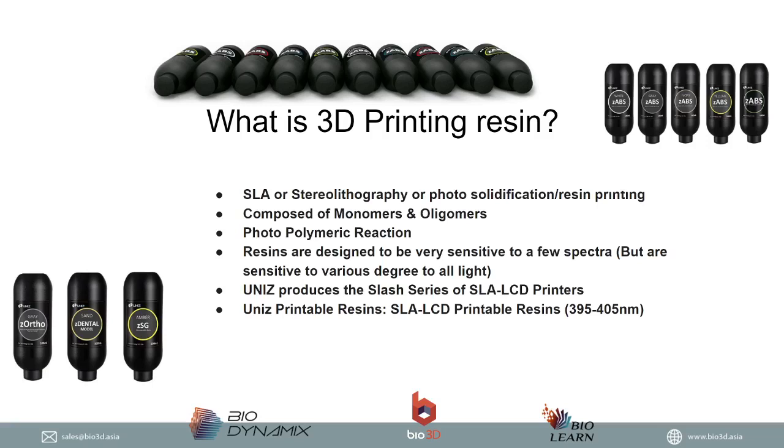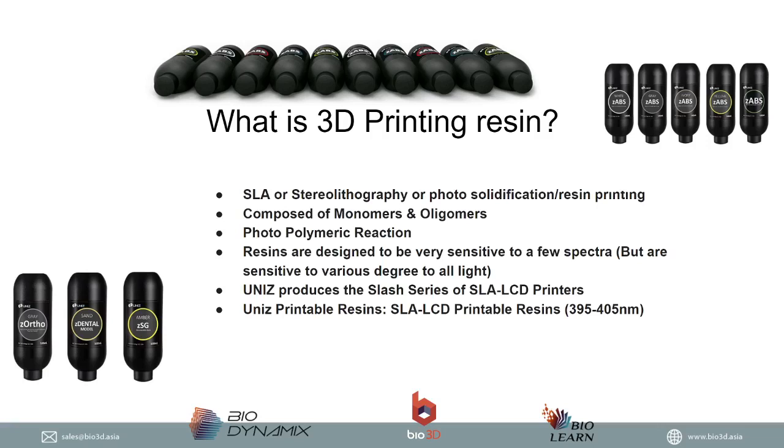Oligomers are repeating units of different types. Together with the activation energy provided by light, they will cause a polymerization, a photopolymerization reaction.